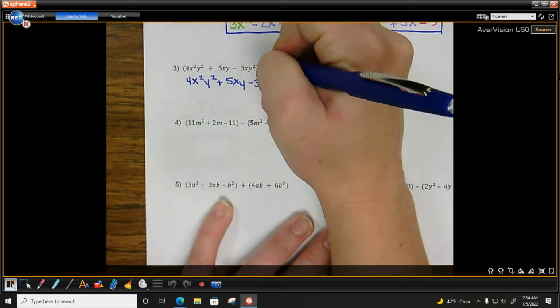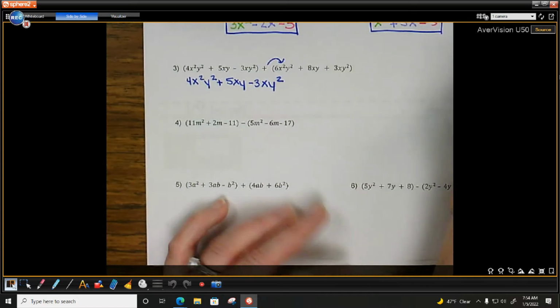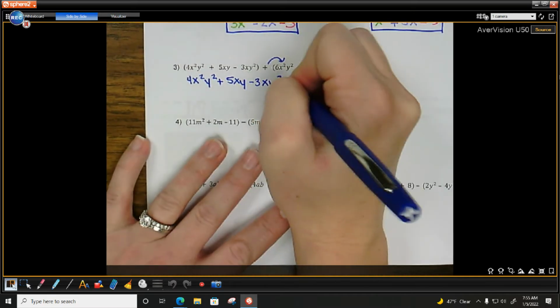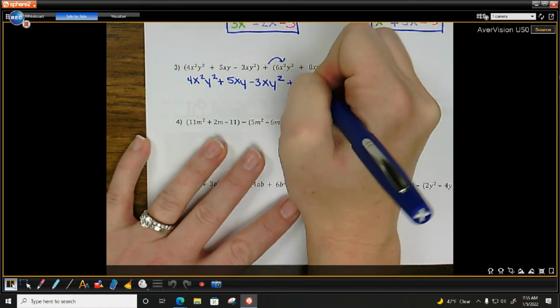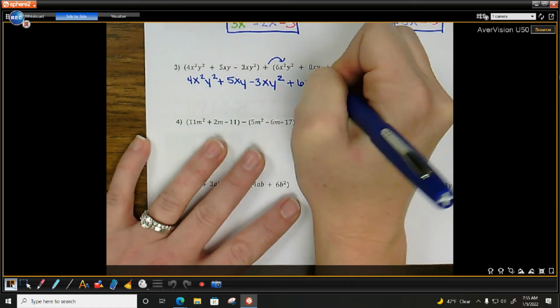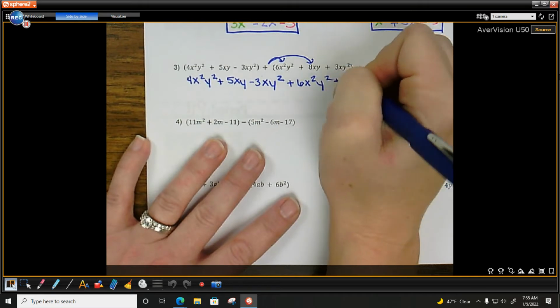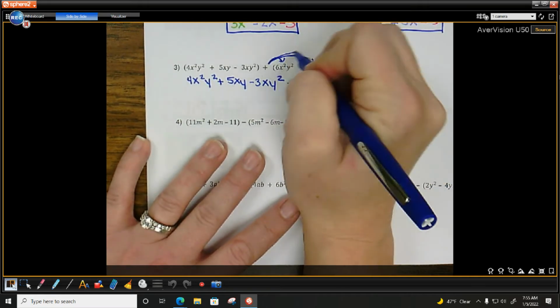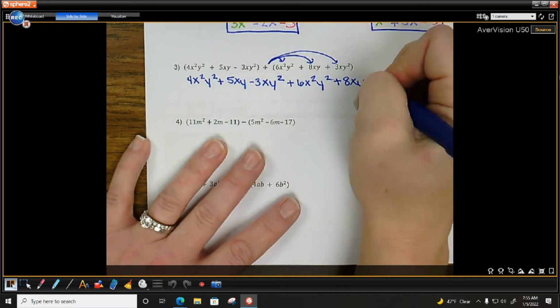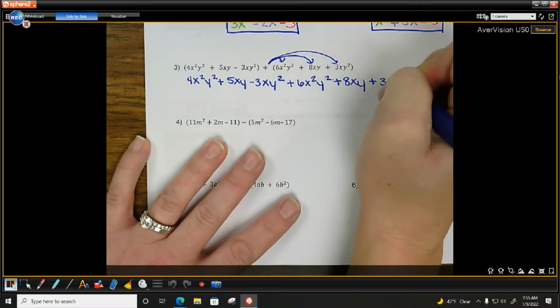So my 6x squared y squared is still just going to stay positive. Plus 6x squared y squared. And then a plus times a plus is still plus 8xy. A plus times a plus is plus 3xy squared.